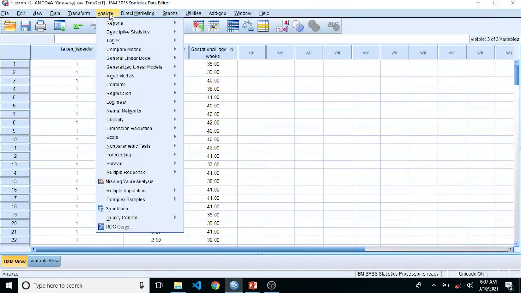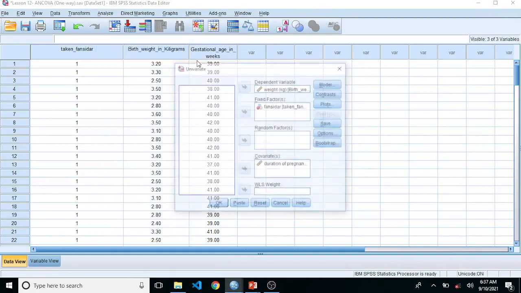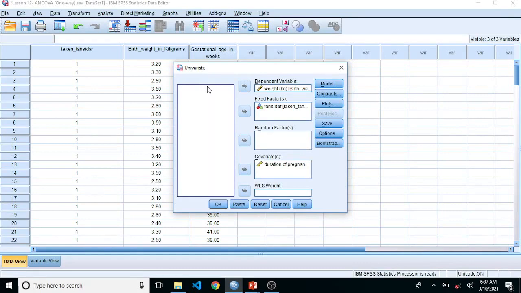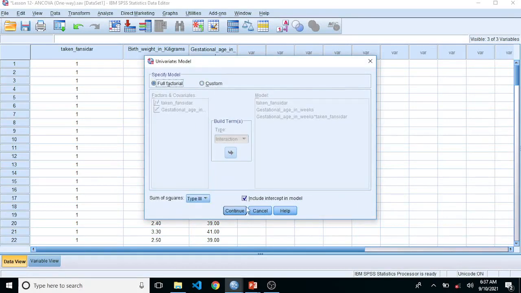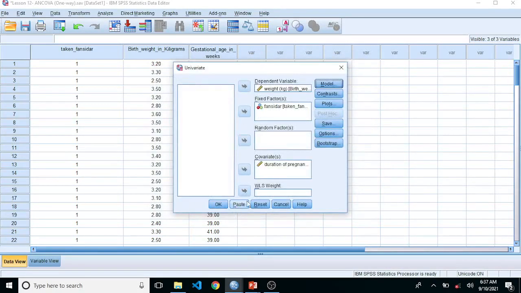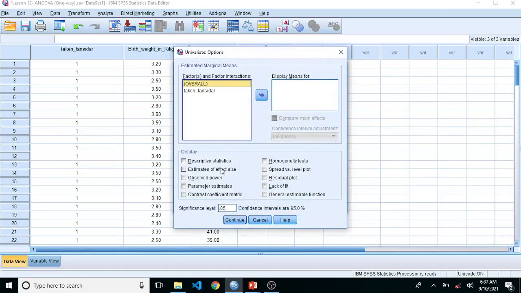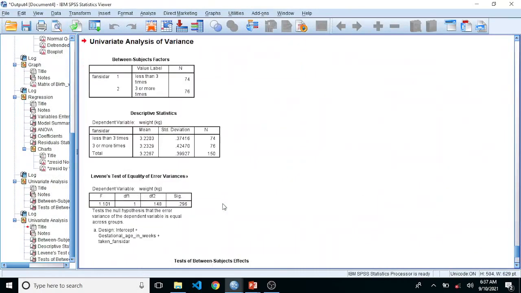So we'll come to Analyze, General Linear Model, Univariate, and since we had done that for the homogeneity of regression slopes, we will just change the model. In this case, we want to use Full Factorial, continue. Remember, we are controlling for the covariate because we believe that it affects the birth weight as well. So we go to Options, and we want descriptive statistics, estimates of effect size, and the homogeneity tests, Levene's test, remember we had not tested for it. So continue, okay, and we have that here.